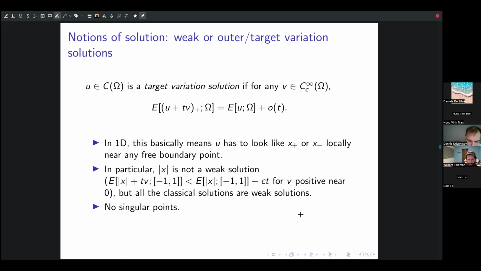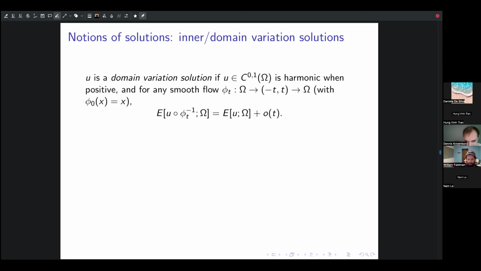It has no singular points, and so it has a good regularity theory. And for example, Alt and Caffarelli essentially studied regularity theory for this kind of solution in their original work. So this is very natural, but it's not stable under limits. So I don't like it.